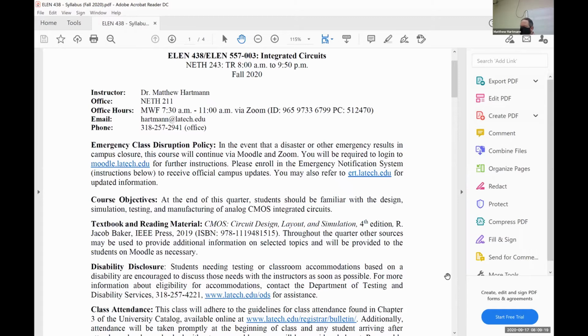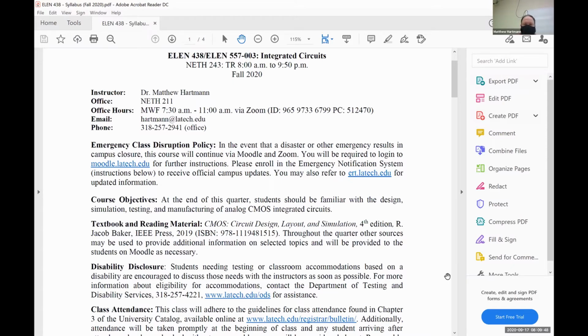For supplemental materials, and I'm not expecting you to buy these books by any stretch of the imagination, if we need to use them, I'll make a copy and give it to you. But we have Fundamentals of Microelectronics by Behzad Razavi and Design of Analog CMOS Integrated Circuits by the same author. Two different books by the same guy on roughly the same topic, but they both approach it in slightly different ways.